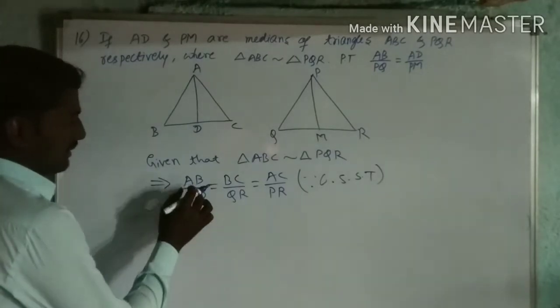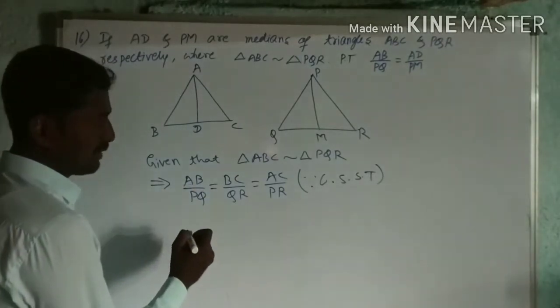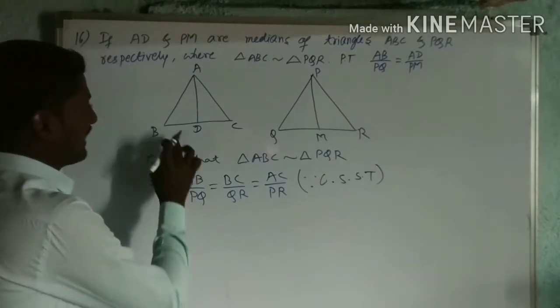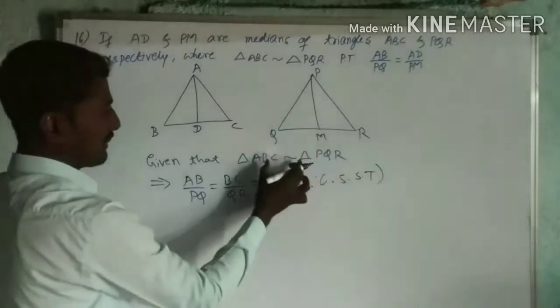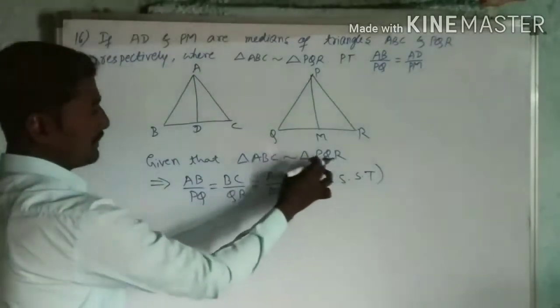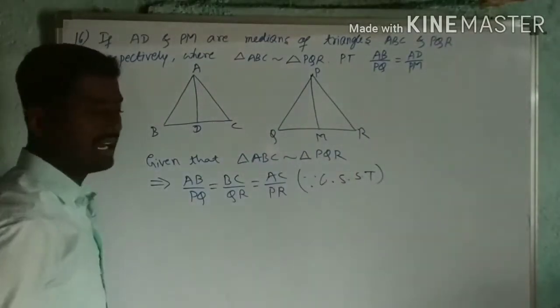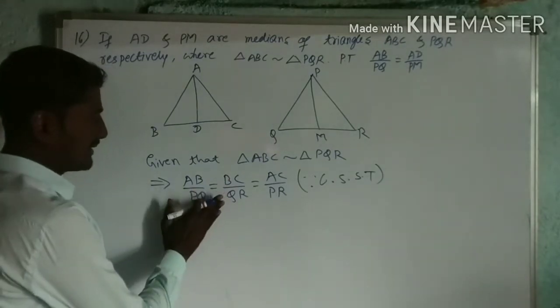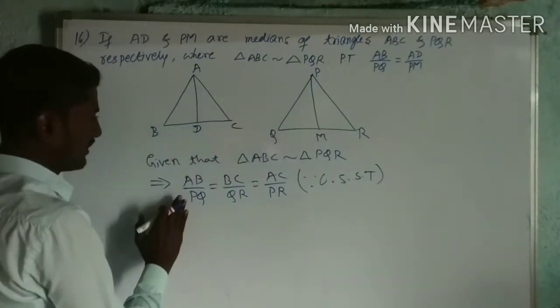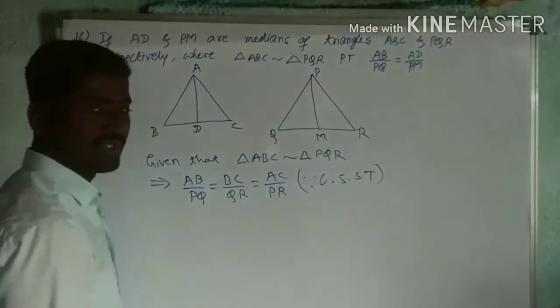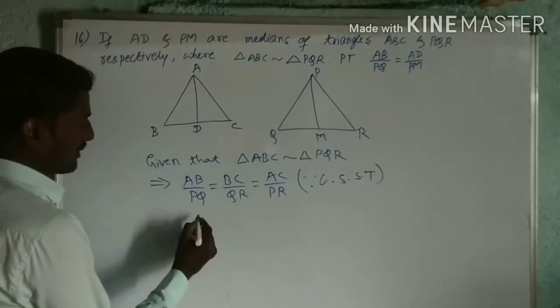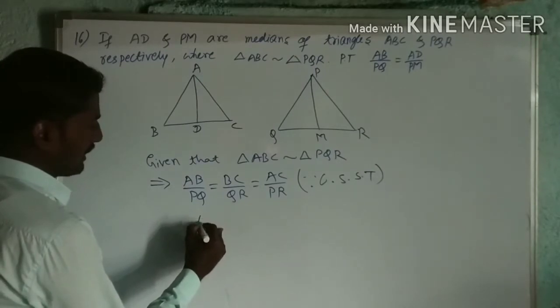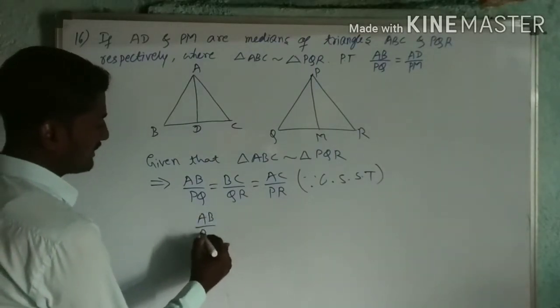Now another condition I can write: angle A is equal to angle P, angle B equal to angle Q, angle C equal to angle R, because they said so. Before writing this, I will write that condition. Otherwise, leave it. Afterwards, you can mention it. Now this implies AB by PQ, I will write as it is.